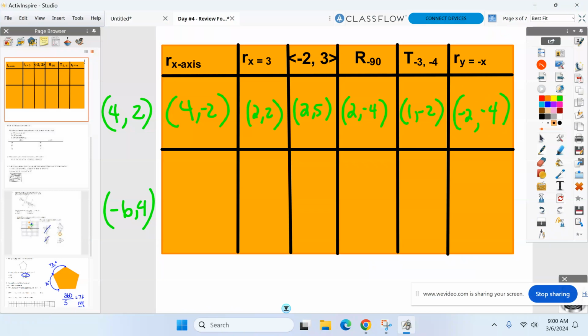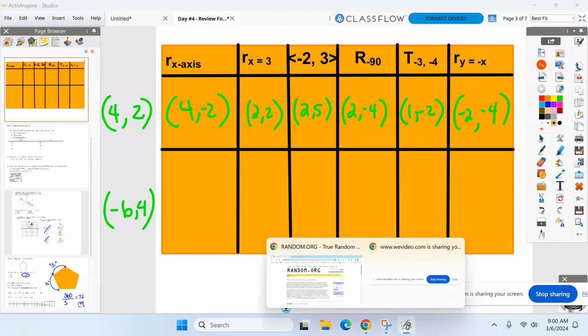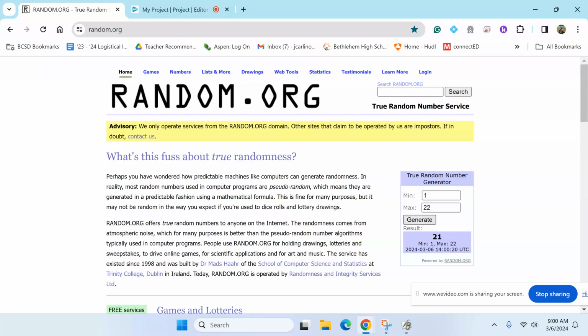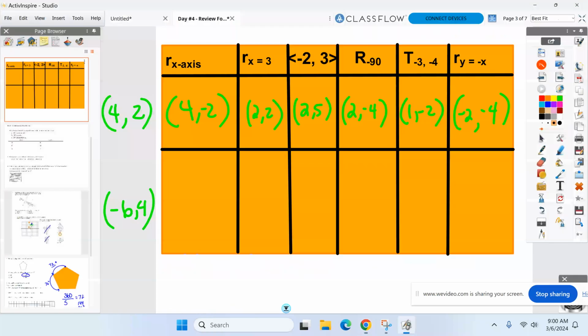All right, -6, 4. Hopefully that negative didn't throw you off. -6, 4. Reflection in the x-axis, Lauren. -6, -4. Perfect. Do this in a different color so everybody can see.